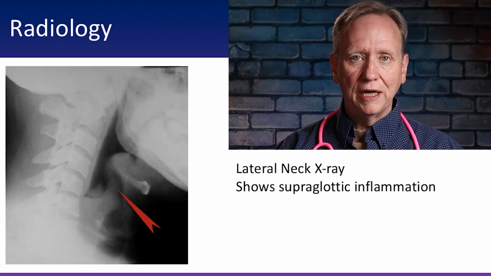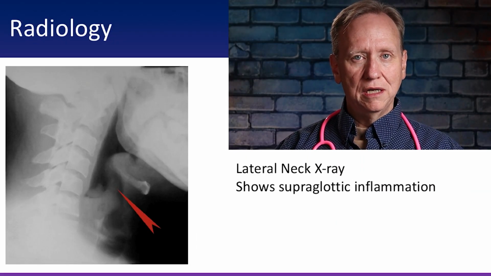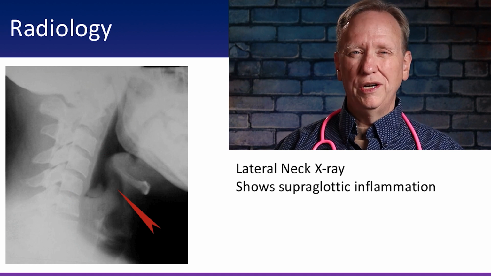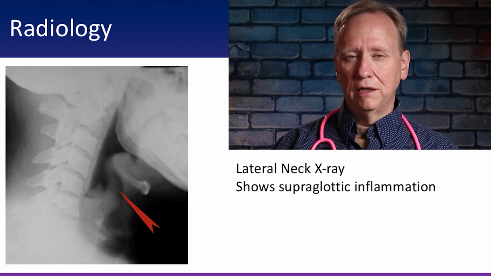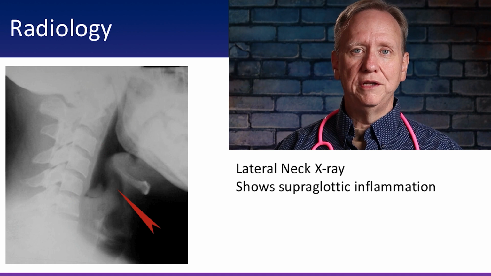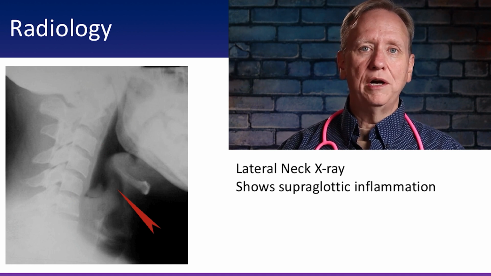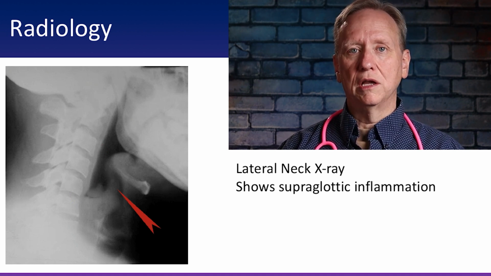All right, when it comes to radiological evidence, and this is the key method of diagnosing, we're going to get a neck x-ray and it's going to show supraglottic swelling. Remember, supra means above, and above the glottis, whereas croup is going to be subglottic or below the glottis. The swelling is in the upper airway above the glottis, so it's going to be supraglottic swelling.